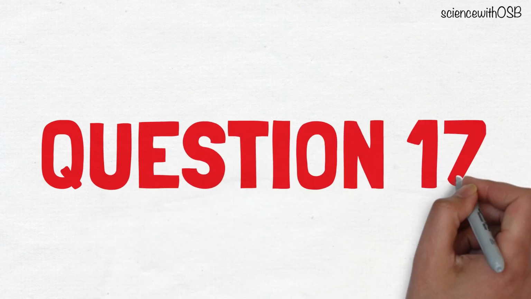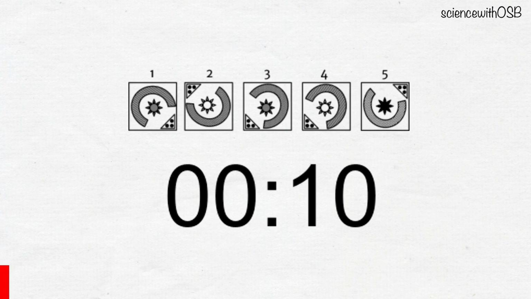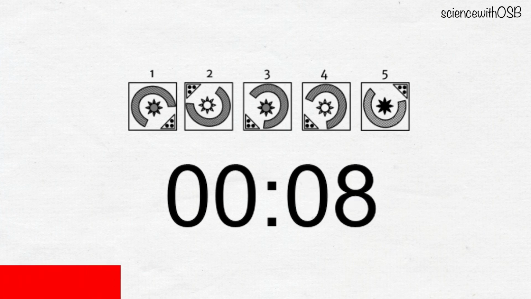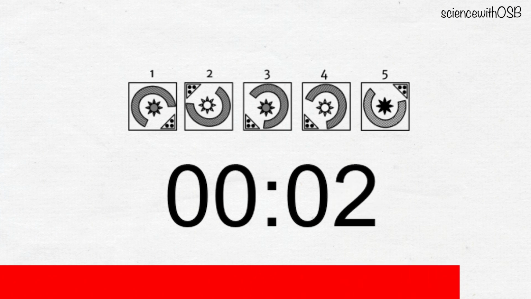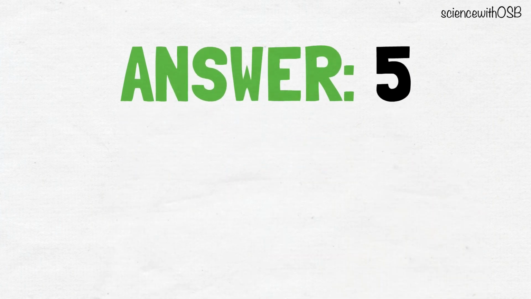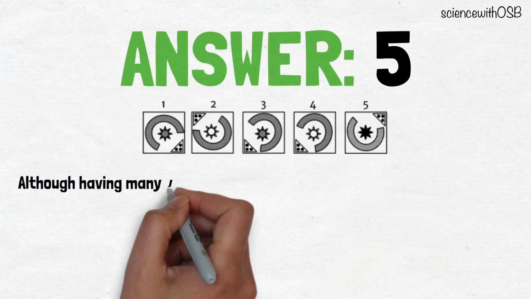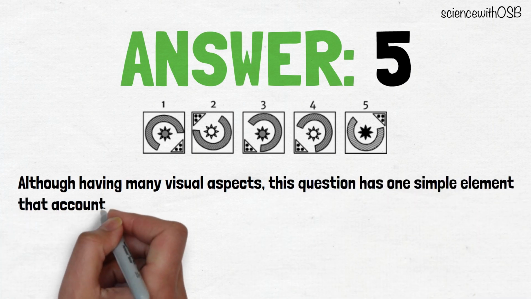Question number 17. Choose the odd one out. The correct answer is 5. Although having many visual aspects, this question has one simple element that accounts for the odd one out.